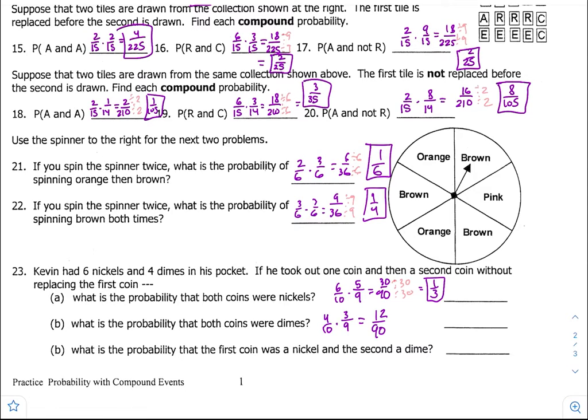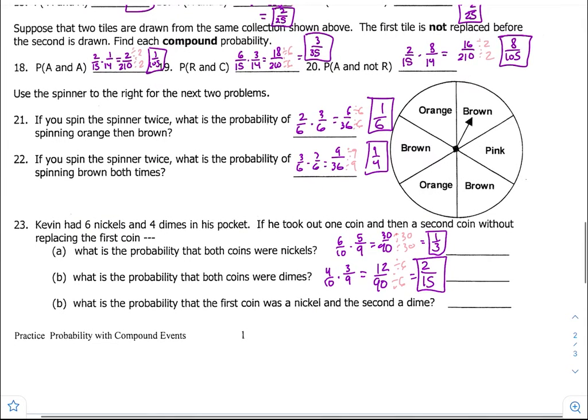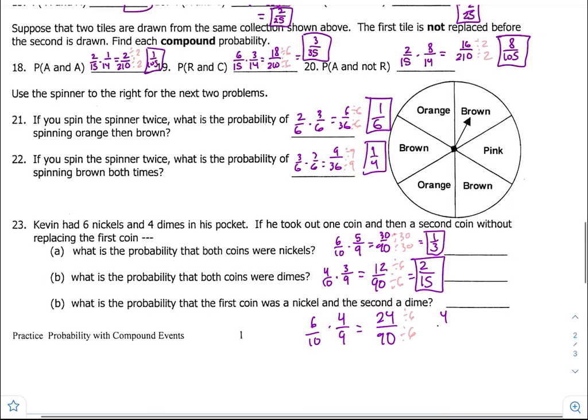Divide top and bottom by 6, I believe. Simplify your fractions. 2 all over 15. 2 out of 15. And the last one, the probability that the first coin was a nickel, so 6 out of 10, and the second was a dime. There's one less coin, and there's still 4 dimes left, but there's just 9 coins in the bag now. 24 out of 90. And for this one, divide top and bottom by 6 to get 4 over 15. And there's your worksheet on probability with compound events.